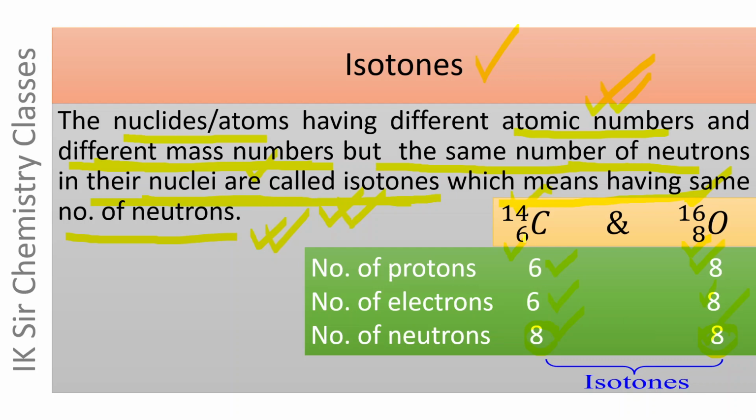The isotones have different atomic number and different mass number, different Z, different A, but the same difference between A and Z, that is the same number of neutrons in their nuclei. They are called isotones, which means having the same number of neutrons.